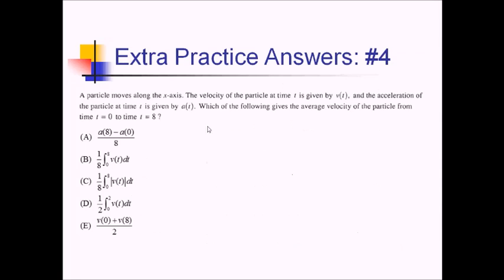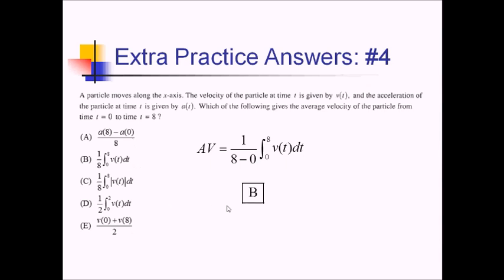For this problem, we have a particle moving on the x-axis, and the velocity is given by v of t, acceleration by a of t. We want to know which expression here gives us the average velocity of our particle from time 0 to 8. So average value, that's going to be 1 over the interval length, so 1 over 8 minus 0, times the integral from 0 to 8 of, what are we averaging? Oh, velocity. So we're going to put velocity in here, v of t dt. So that's going to be answer choice B out of all of these.